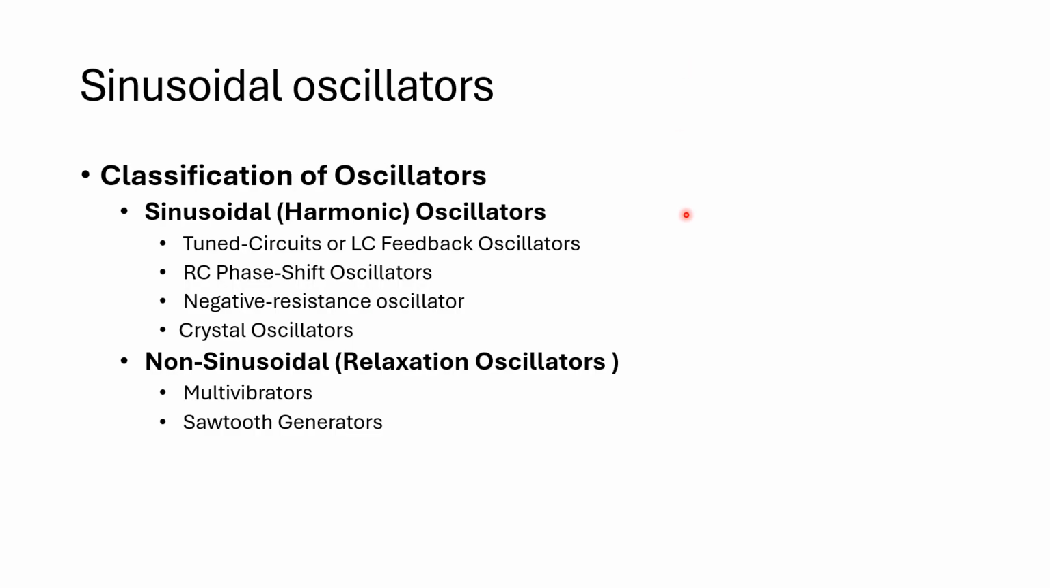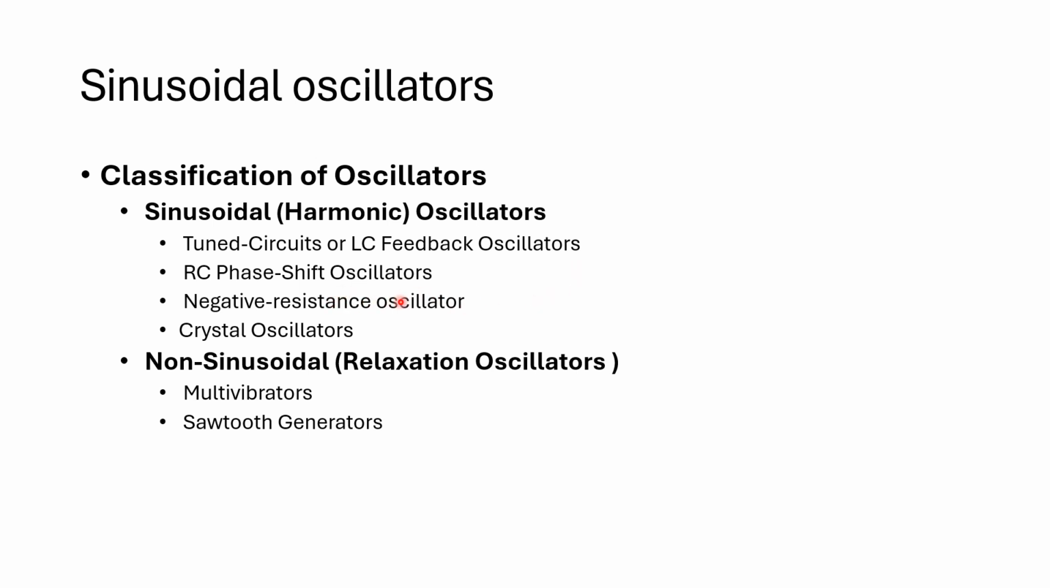So there are two types. Technically, there are two types of oscillators. The first one is the sinusoidal or harmonic oscillators. These are the type of oscillators that produce sinusoidal waveforms. There are different types of sinusoidal oscillators. We have what we call tuned circuits or LC feedback oscillators. We have different examples for this: Hartley, Colpitts, and Clapp, etc.